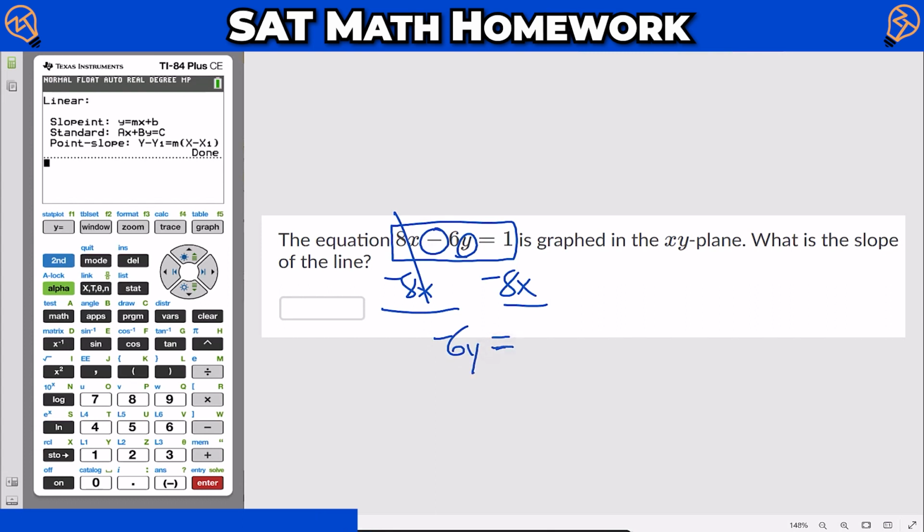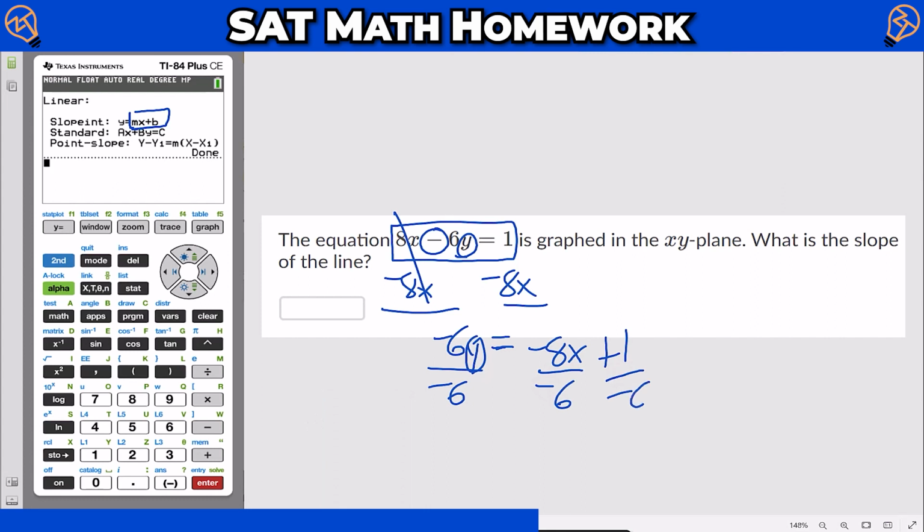We could put 1 minus 8x, but if I want it in slope intercept form, mx plus b, I might as well put the negative 8x first, and then to get y by itself, I'm going to divide everything by negative 6. I'm not a fan of putting both terms over negative 6. I would rather put each of the individual terms over negative 6, and then two negatives make a positive, and technically I don't have to reduce the 8/6.